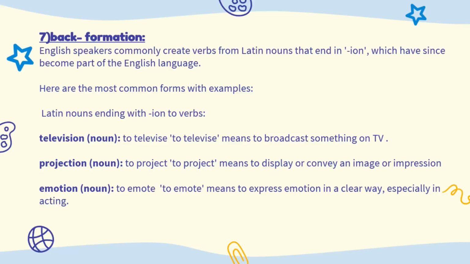Latin nouns ending with -ion to verbs, like television, noun, to televise. Televise means to broadcast something on TV. Projection, which is a noun, to project, and project means to display or convey an image or impression. Next, emotion, which is a noun, to emote, which is formed from to plus emote, means to express an emotion in a clear way, especially in acting.